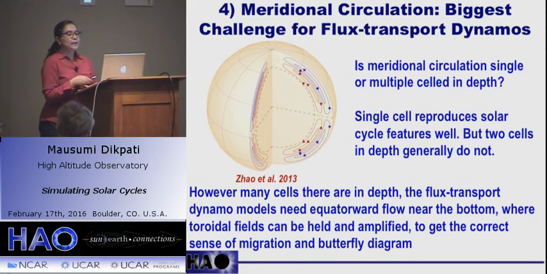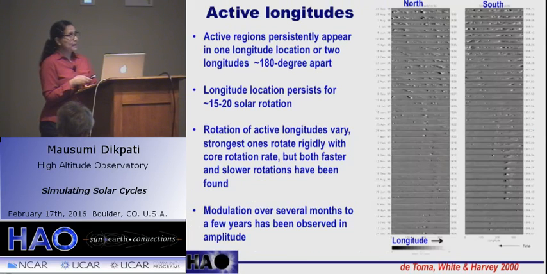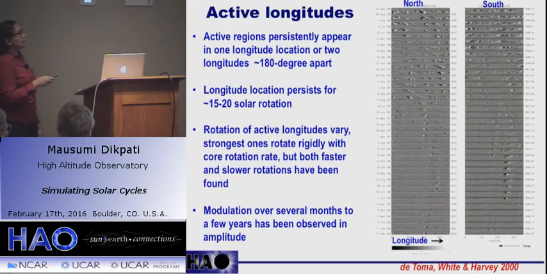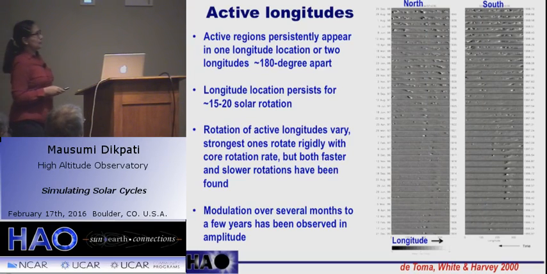Now I want to bring in the longitude-dependent features. Here you see in this two-column plot the longitude in this direction and latitude going from 0 to 60 degrees north and south, and each strip represents one rotation.